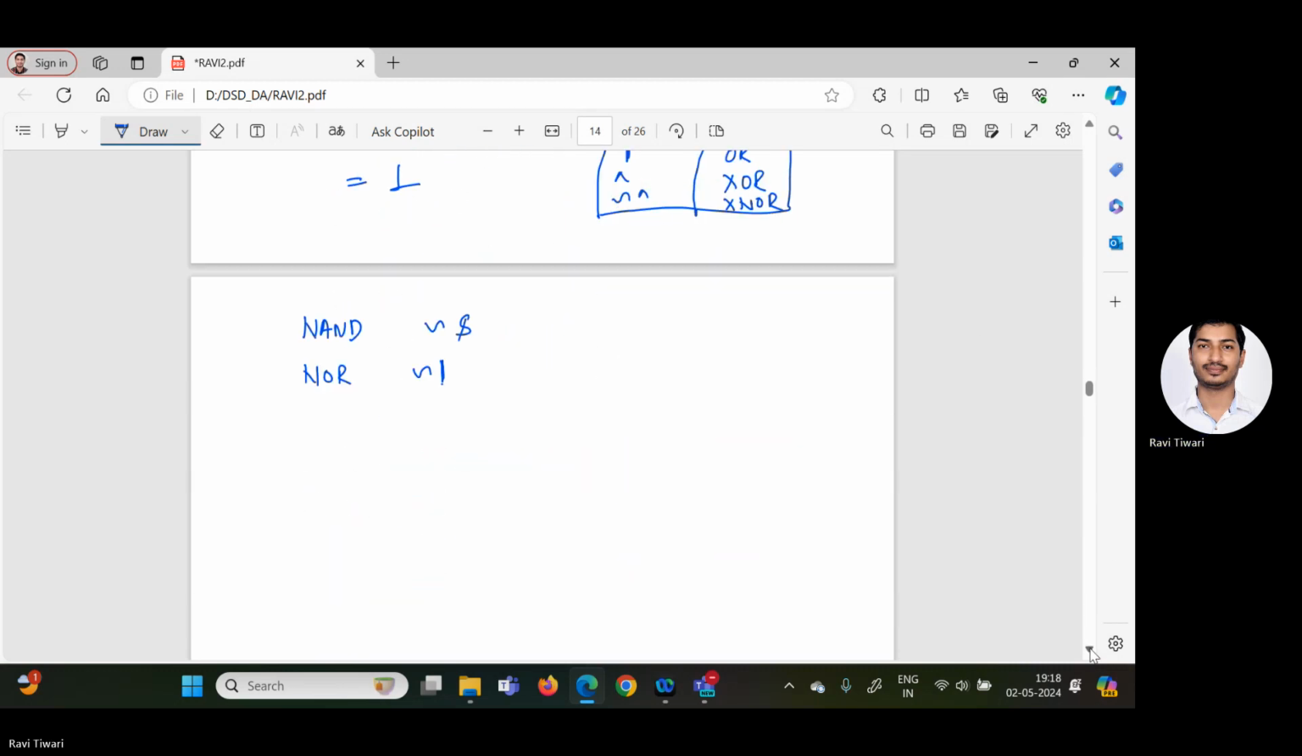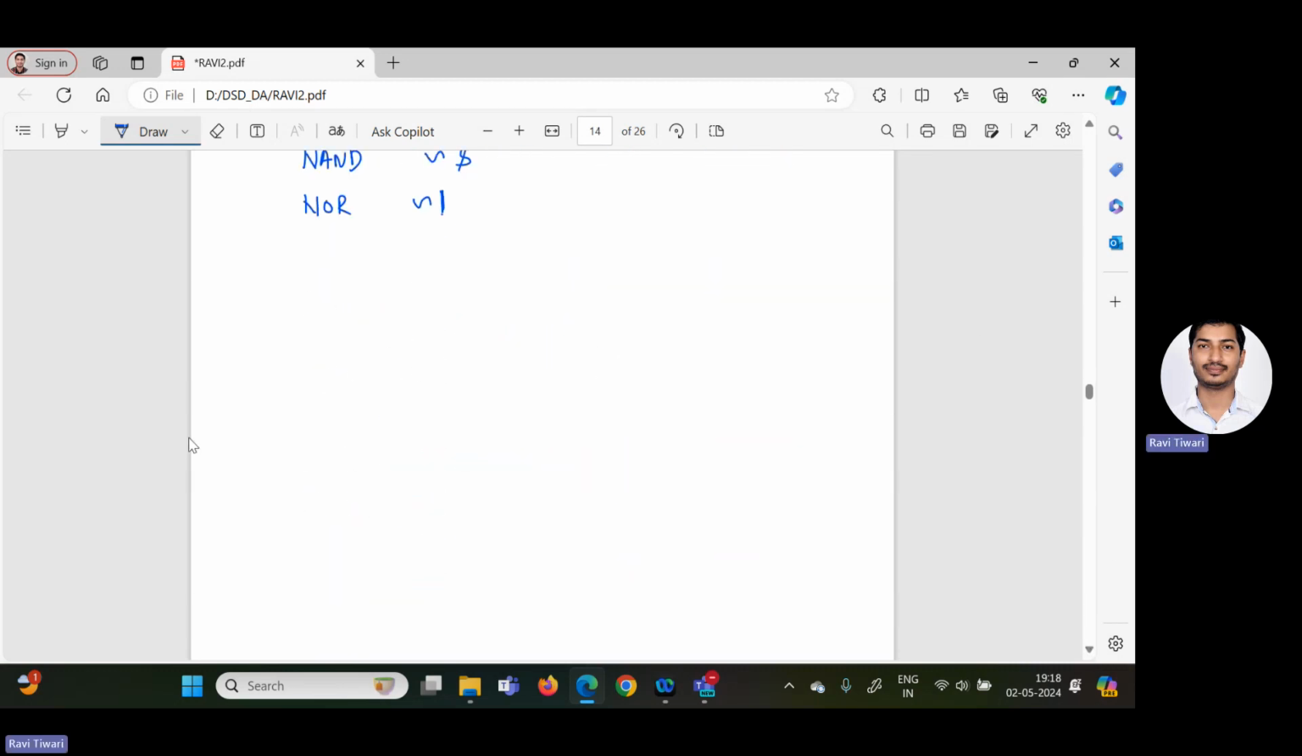Now we will see another case. If x is equal to 4'b1101, for example, it's like that. So what will it do if we write y is equal to ^x, as it is a unary operator? ^x means what? It will perform the XOR operation between 1 XOR 1, XOR 0, XOR 1.